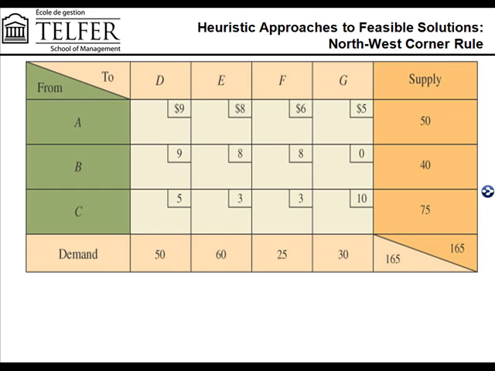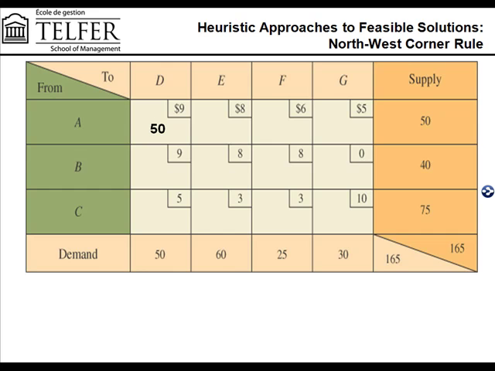So let's do this, and we are going to start with the top left-hand cell, which is from A to D. So the way you're going to read this information is that D, for example, requires 50 units. A can supply 50 units, so that's fine. So what we can do is we can satisfy all of the demand for D from A.